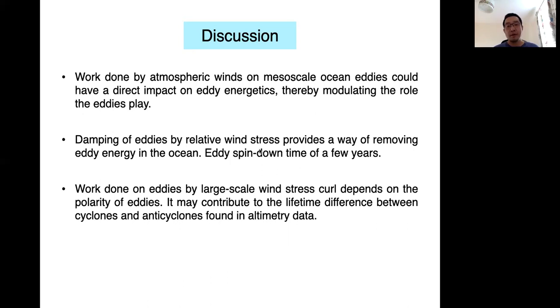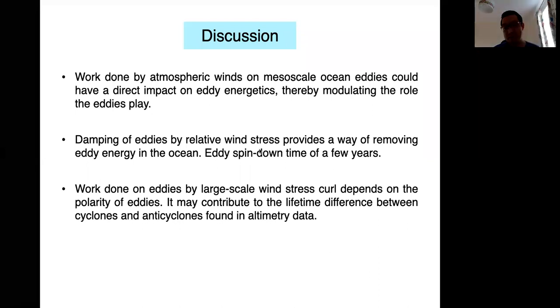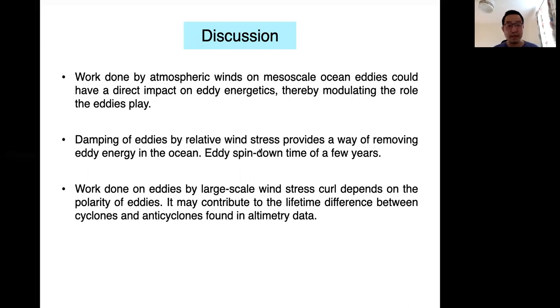If we do a back-of-the-envelope calculation, we find the eddy spin down time due to relative wind stress damping is about a few years. So relative wind stress damping may not be the leading process to remove eddy energy from the ocean, but it definitely can contribute towards that. And we find the work done on eddies by large-scale wind stress curl depends on the polarity of eddies. So this may contribute to the lifetime difference between cyclonic and anticyclonic eddies found in altimetry data.